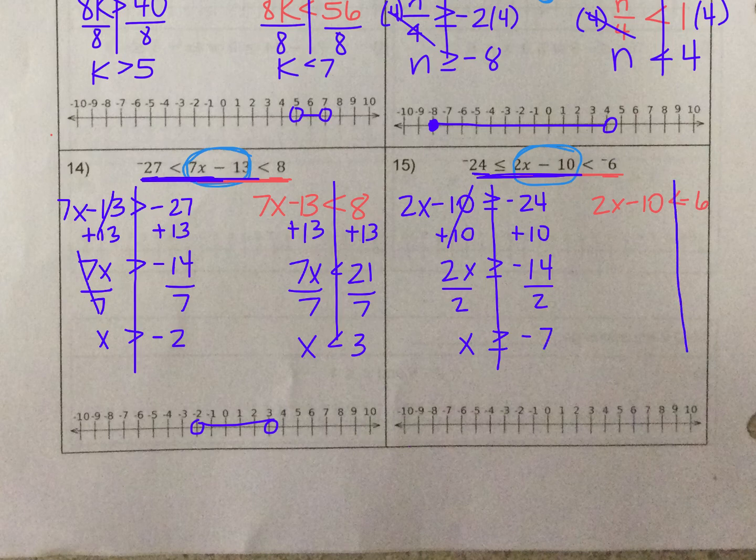We're going to do the exact same thing over here. We added 10 first. 2x is less than 4. Divide by 2. X is less than 2. Closed circle on -7. Open circle on the 2. Connect them together. After you copy that down, flip over to the next page.